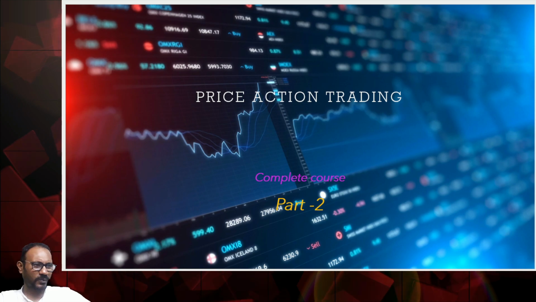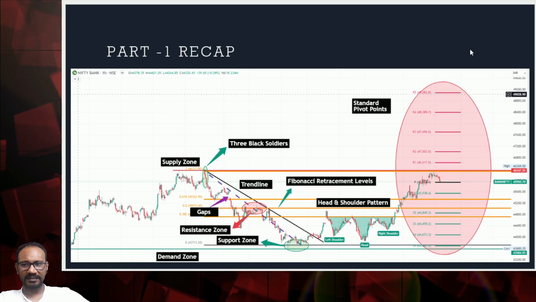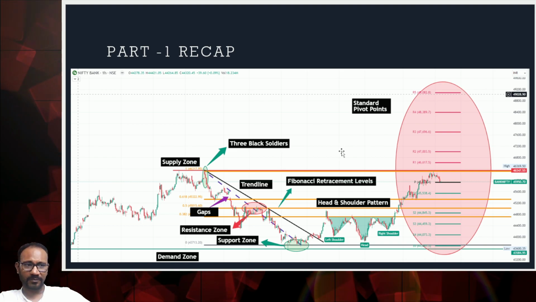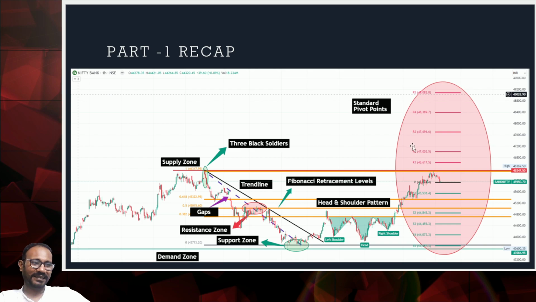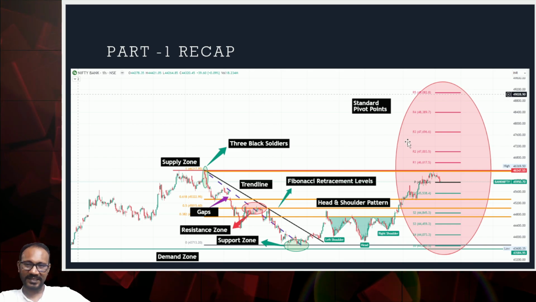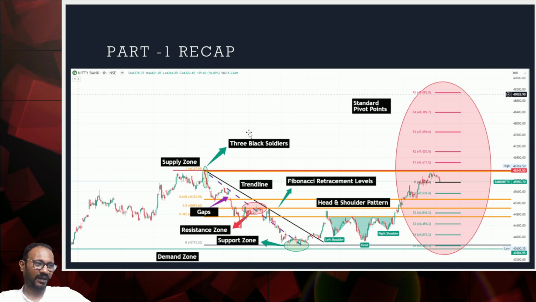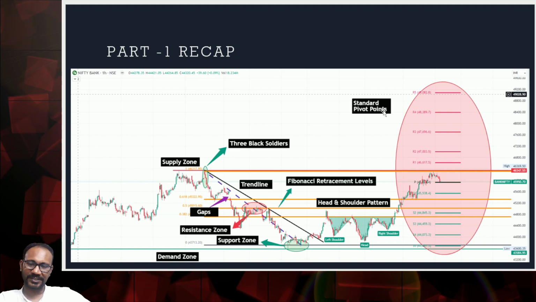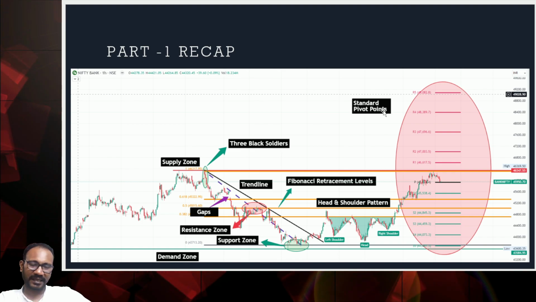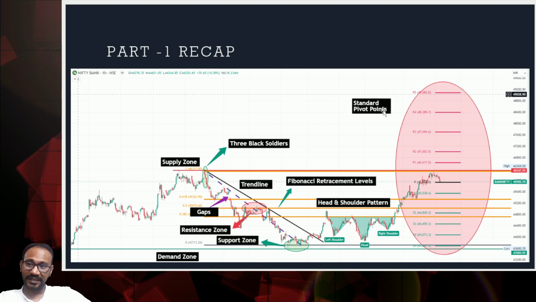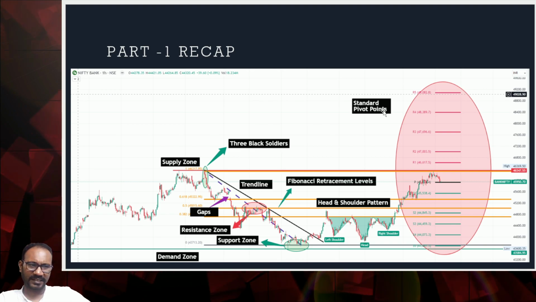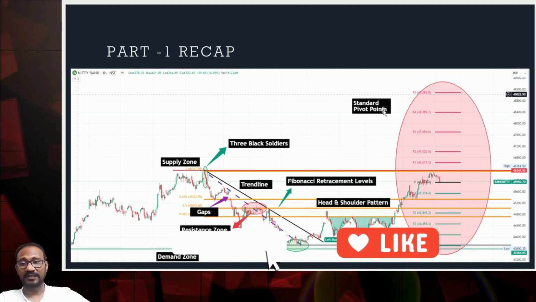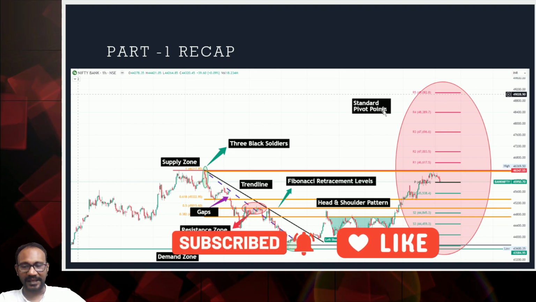So let me do a quick recap of what we discussed in the first part. We saw what price action is and what the various components of it are. It clearly involves multiple studies: the technical study, candlestick patterns, standard pivot points, support zone and resistance zone, then supply and demand zones, various chart patterns and trend line analysis, Fibonacci analysis, and so on. So many different topics are covered under price action.